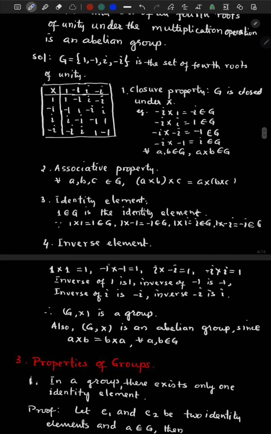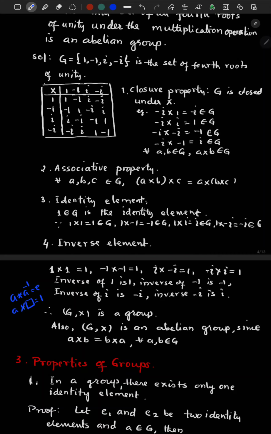Next is inverse element. So how did we define the inverse here? A star A inverse should be the identity element. So star is here multiplication. So A into which element gives you 1?